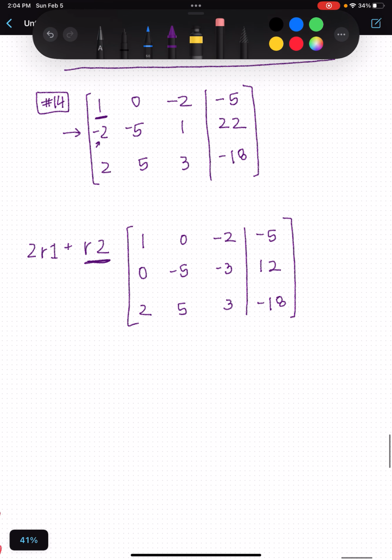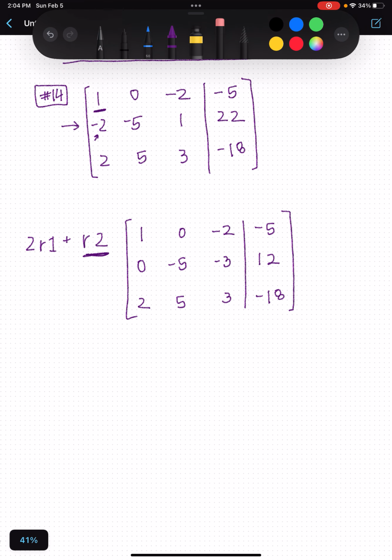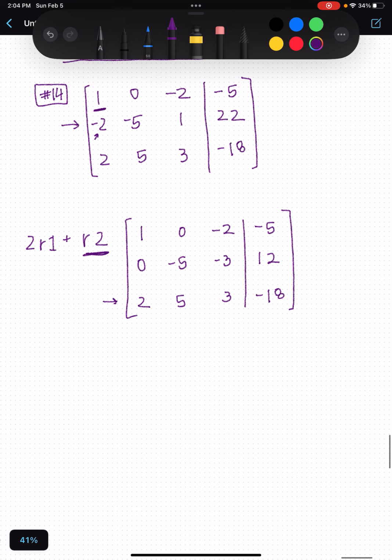Okay, so now the next step is to get rid of this 2. And it's going to be super similar to what we just did. We're going to do -2 row 1 plus row 3. And once again, I'm only changing row 3 this time. So I'm going to rewrite row 1 and row 2.